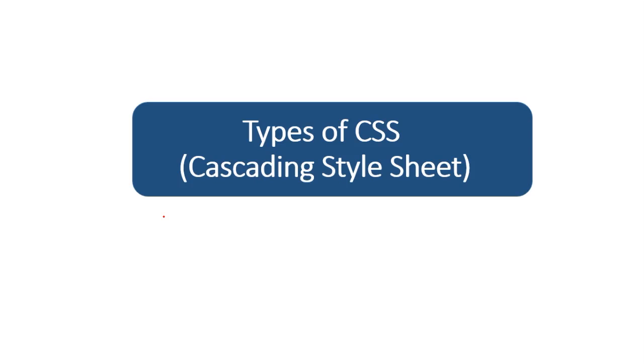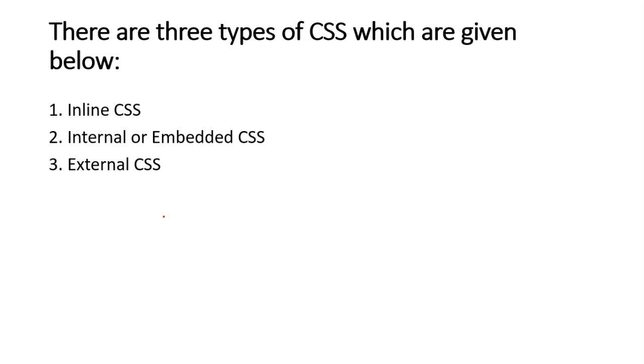So in our last class we have learned the basic introduction to CSS. In this class we will learn the different types of cascading style sheet, or CSS. There are basically three different types of CSS. For all three, the properties and the declaration are the same, but the way of writing or linking is different. So we have inline CSS, internal or embedded CSS, and then external CSS.